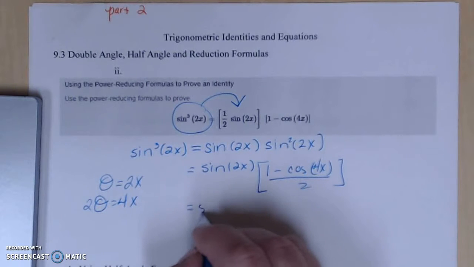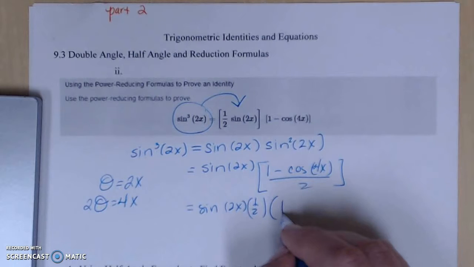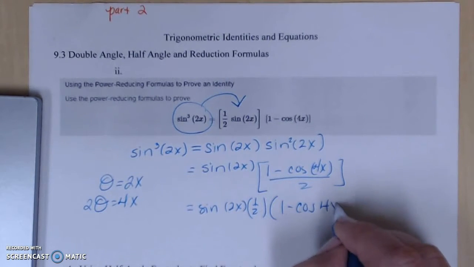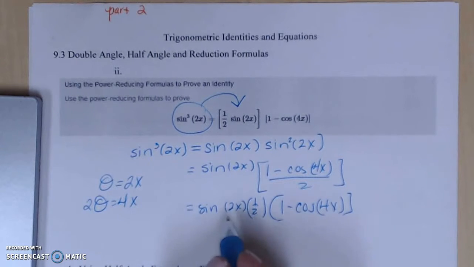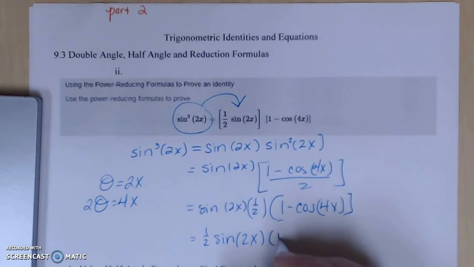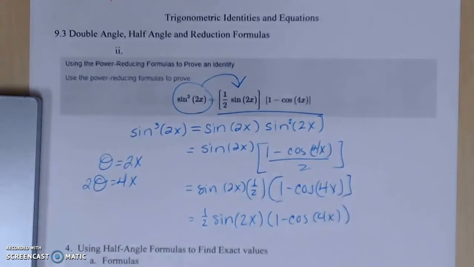This divided by 2 is the same thing as multiplying by a half. And so I'm just going to separate that out because I'm trying to get it to look like the right side. And then this is all being multiplied together. So I'm going to bring that 1/2 out front. I'm going to put it in front of the sine 2x. And then I have 1 minus the cosine of 4x here. And so you can see that now I'm back to what I was trying to accomplish.